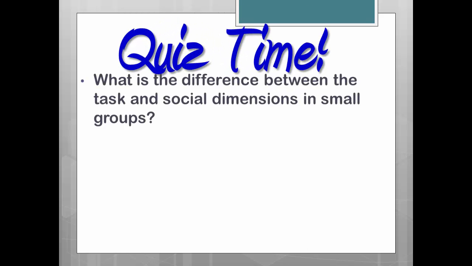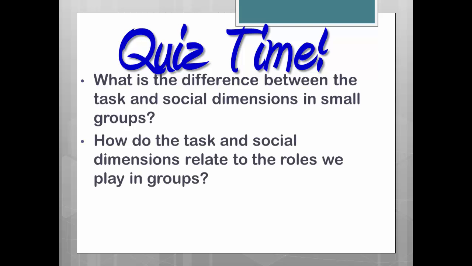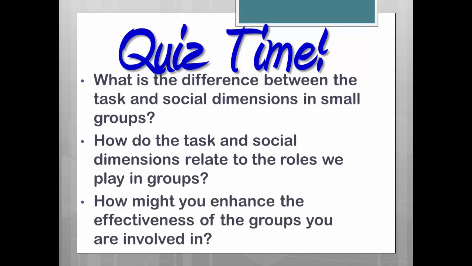What is the difference between the task and social dimensions in small groups? How do task and social dimensions relate to the roles we play in groups? And how might you enhance the effectiveness of the groups that you're involved in? To paraphrase Henry Ford, the founder of Ford Motor Company, while coming together is a beginning and keeping together is progress, it is only through working together that we can achieve success.